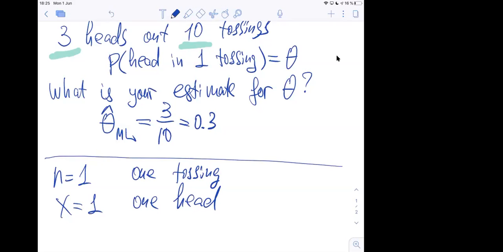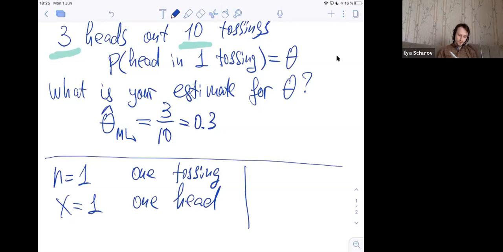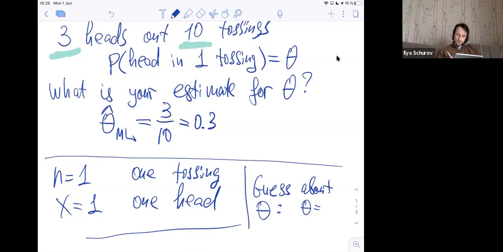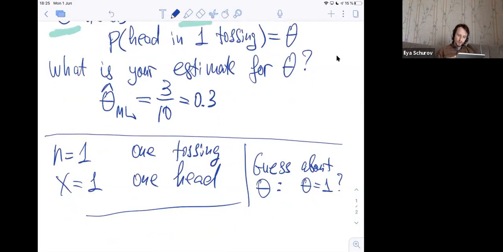Isn't it just one? So you guess that theta equals 1. So it means that you believe that this coin yields head every time I toss it. 0.5. So we have another option, that this is 0.5.